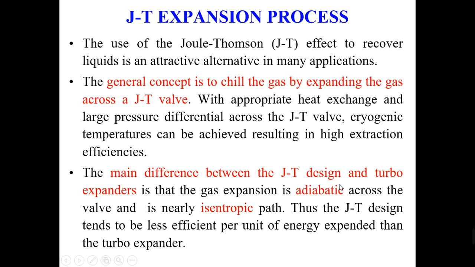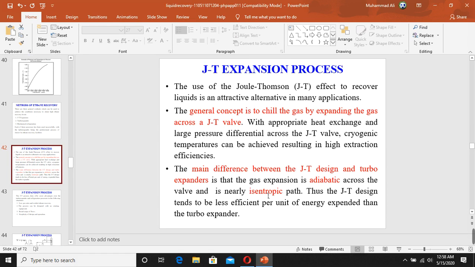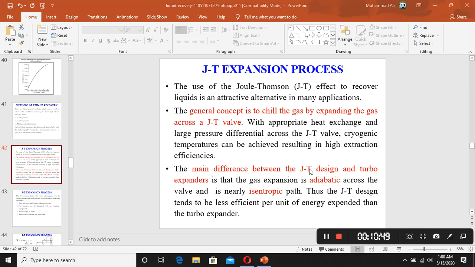What is the difference between the JT design and the turbo expander? The gas expansion is adiabatic across the valve and nearly isentropic. The JT design tends to be less efficient per unit than the turbo expander. Nowadays, mostly in industry, especially in Dana Gas, they are using this turbo expander in order to remove the liquefied petroleum gas. When we talk about adiabatic, it means no heat transfer from the surroundings or environment to the inside. So it is a completely isolated system, and no outside environment is affecting the temperature of the gas inside. That's why the turbo expanders are more efficient in this case.